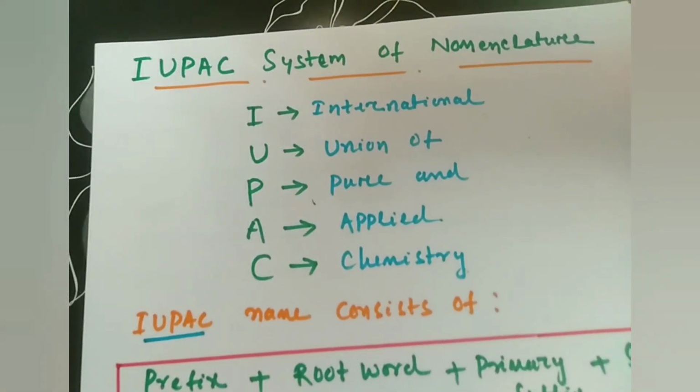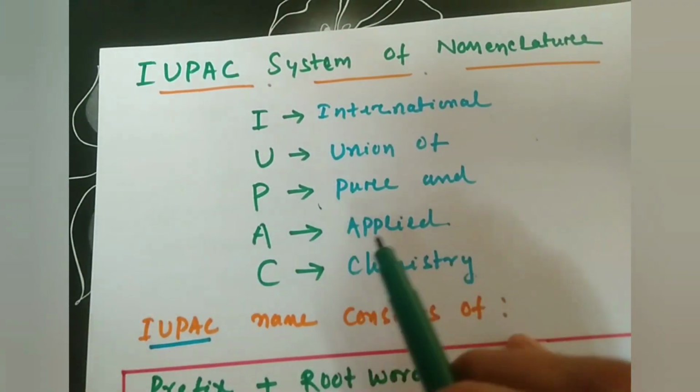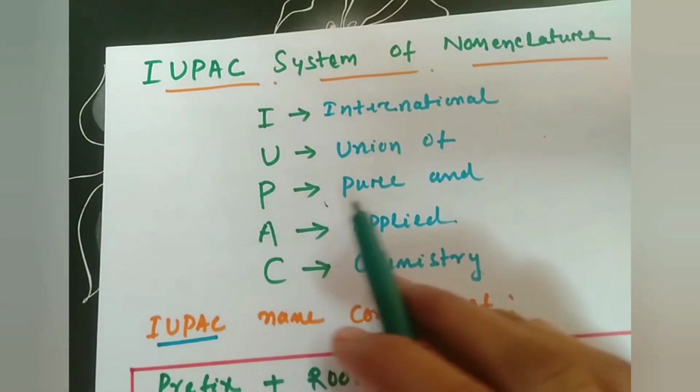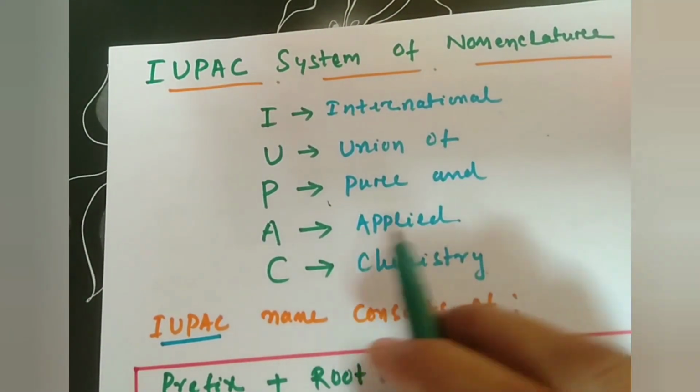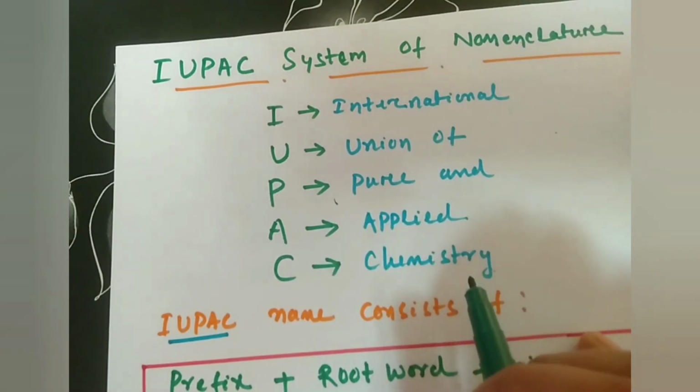So students, today we will discuss the IUPAC system of nomenclature. IUPAC stands for what? I for International, U for Union, P for Pure, and A for Applied, C for Chemistry. So, International Union of Pure and Applied Chemistry.